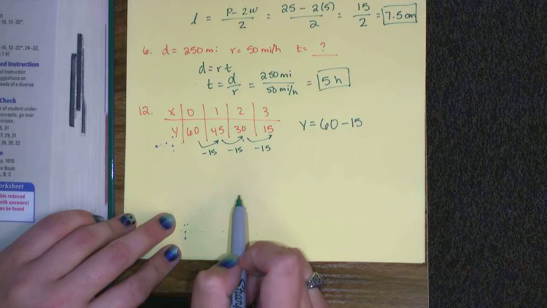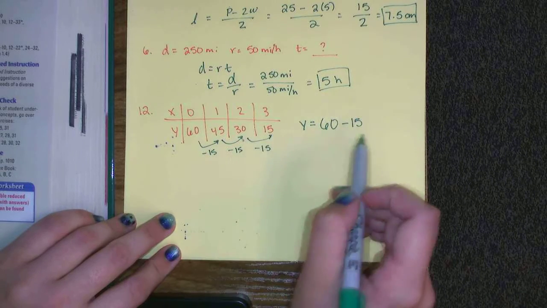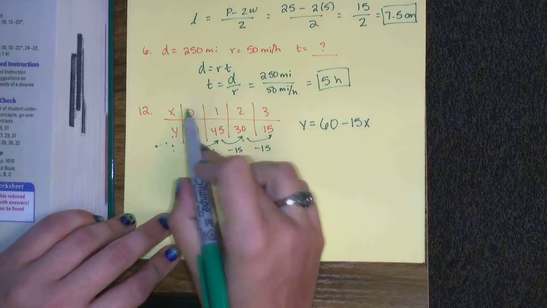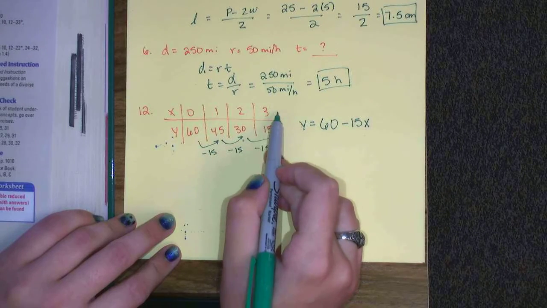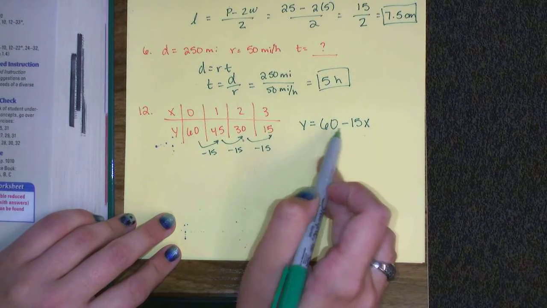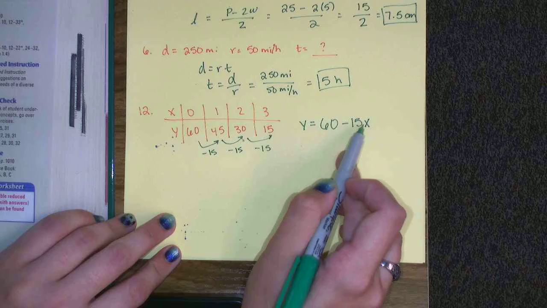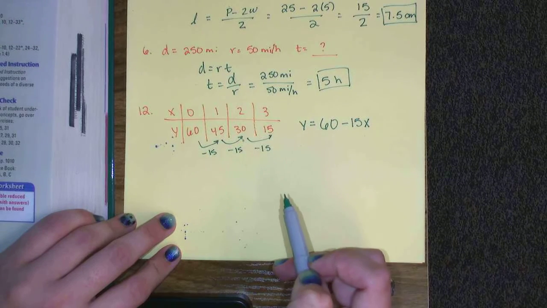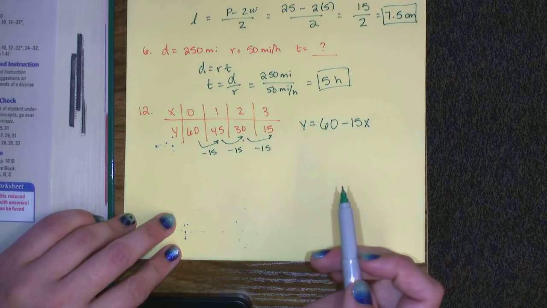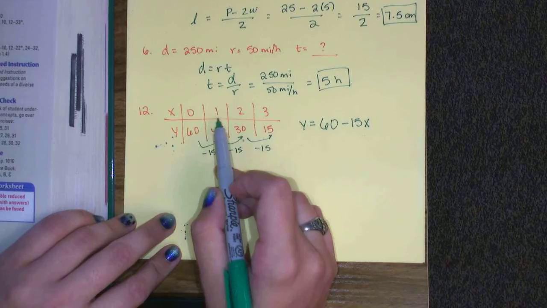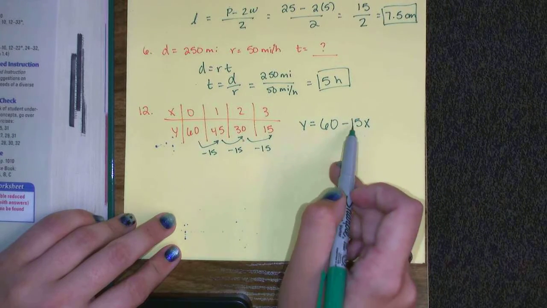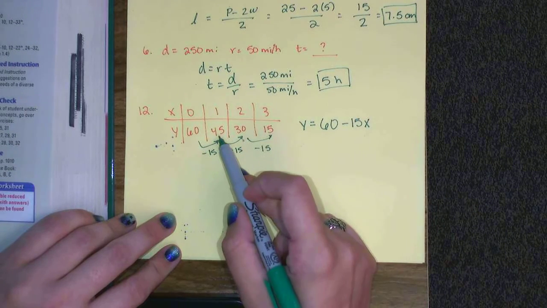We had to subtract it 3 times, but I need this to be a general formula. So I'm just going to call that X, and X is going to be this number up here. If I were to plug in 3 for my X value, 60 minus 15 times 3 would be 60 minus 45, which gives me 15. That probably sounds confusing, but does that start to make sense? If you were to plug in 1, then you'd have 60 minus 15 times 1, or 60 minus 15, which gives you 45, and that gives you this value here.